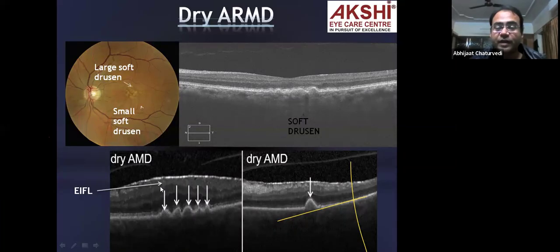And this leads to another sign, which is EIFL. EIFL stands for ectopic inner foveal layers. They become ectopic. Normally, a foveal contour should have been there. That contour is no more there. And they are getting moved from their place. These are ectopic inner foveal layers. And with such an image, the patient is bound to have a very poor visual prognosis.